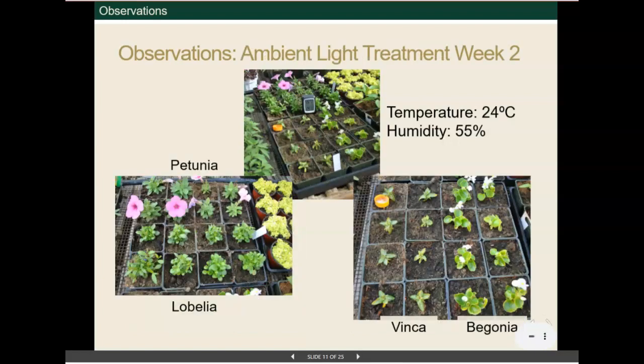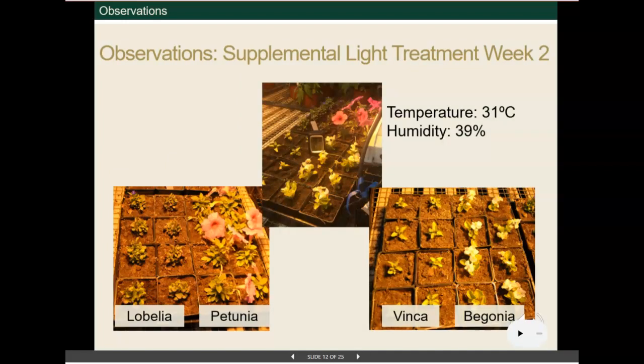In the ambient treatment, we recorded about 24 degrees Celsius, which is 75 degrees Fahrenheit, with a 55% relative humidity reading. Again, petunias look good, and lobelias and vincas don't look too different than they did in the shade treatment. What do you think about the begonias compared with the shade treatment, though? To me, they seem quite a bit smaller.